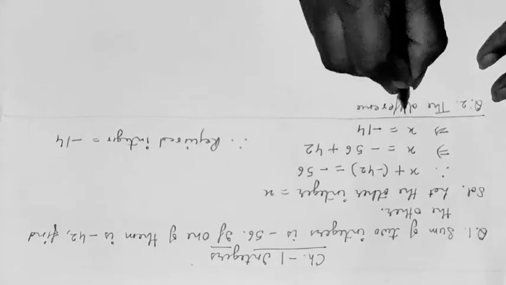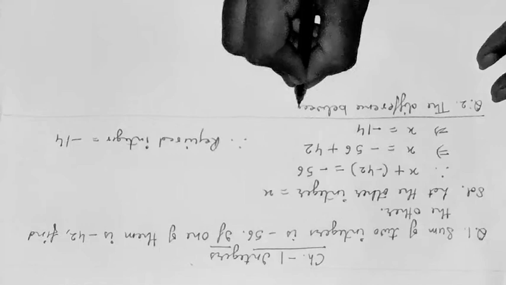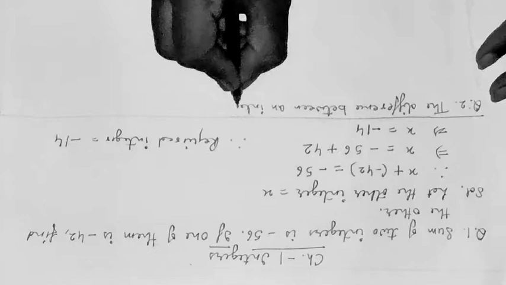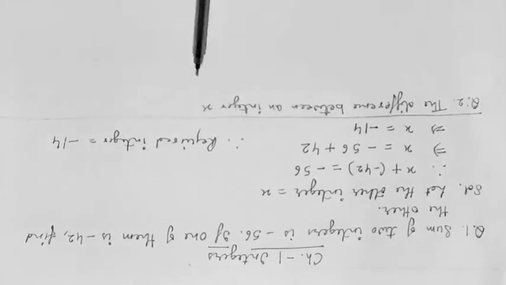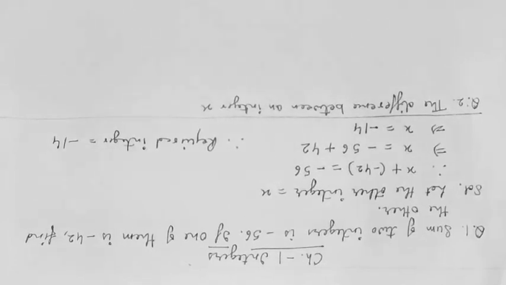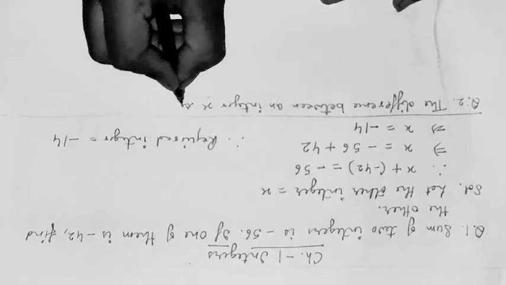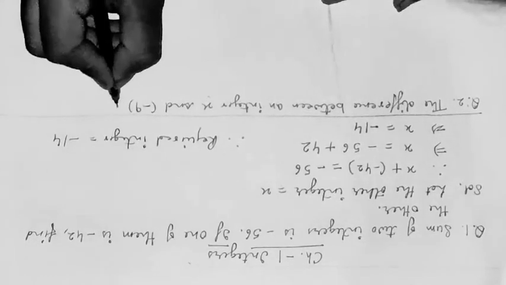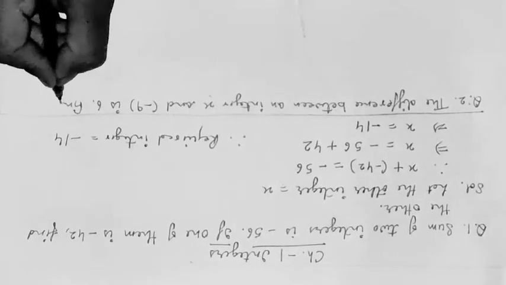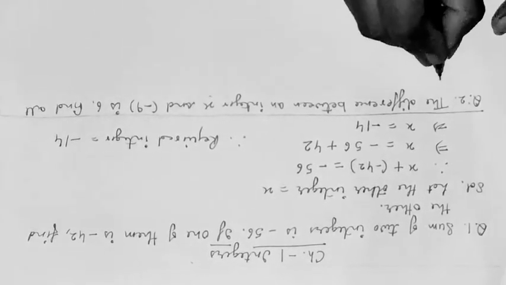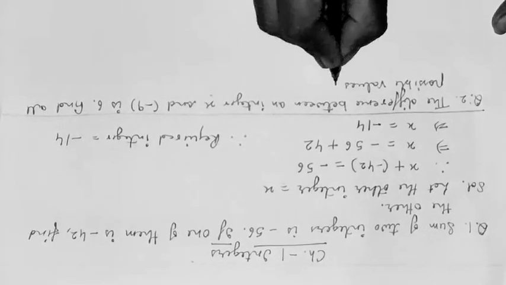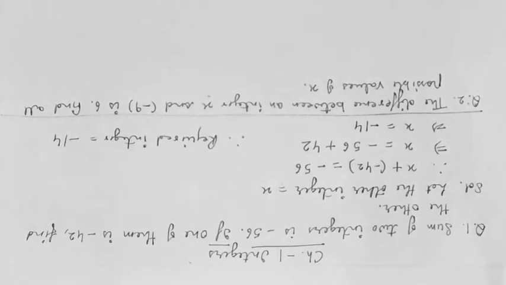It says the difference between an integer x and minus 9 is 6, and we have to find all possible values of x. Now class, in this question, the value of the integer is already given as x. We need not assume it. It is given in the question as x.